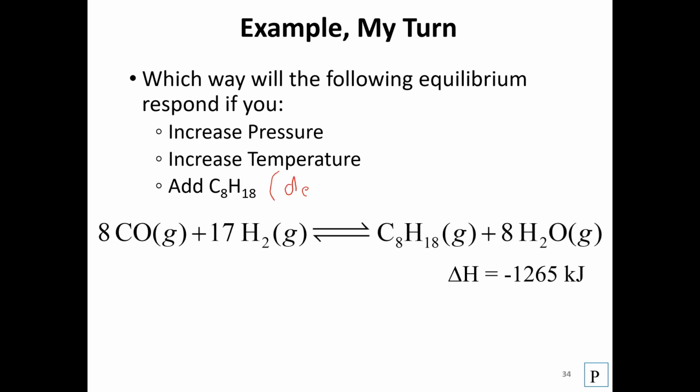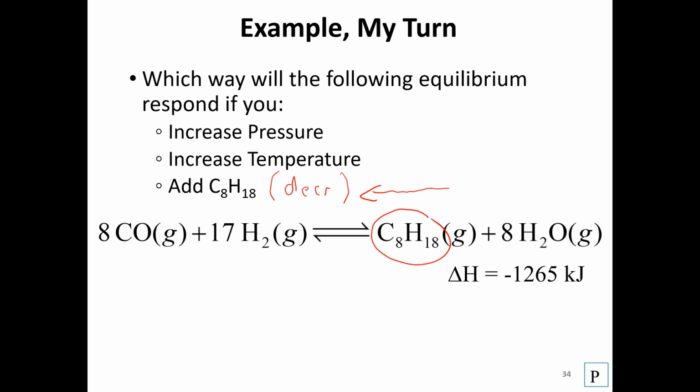It's going to try and decrease octane. So if I add it, it's going to try and use it up. Which way does this equilibrium shift to use up the C8H18? It shifts that way. If the equilibrium shifts backwards, it will use this up as a reactant if it shifts backwards. So I add octane. Le Chatelier says, I want to take it away, shift left.